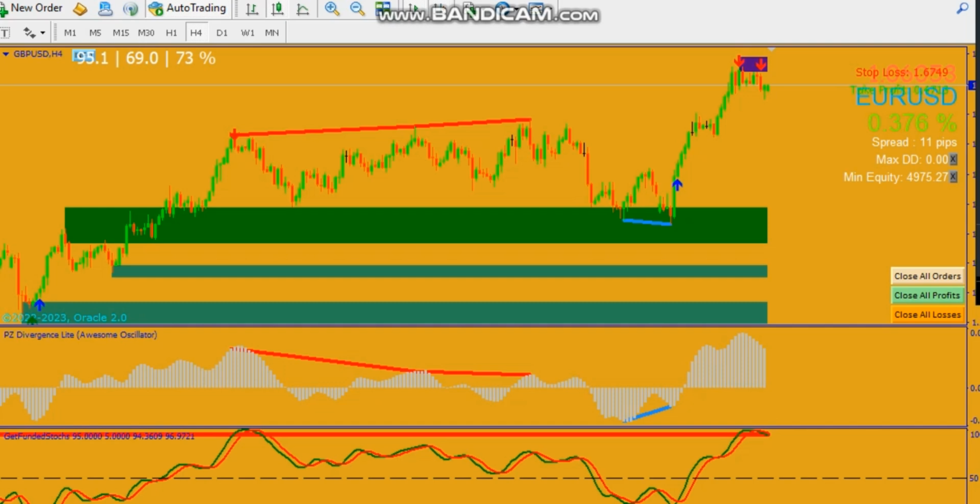And the good part about it, you can close all your orders, you can close all profits, you can close all losses. It also depends on you and how you intend to trade. So this is just basically it on this trading system.